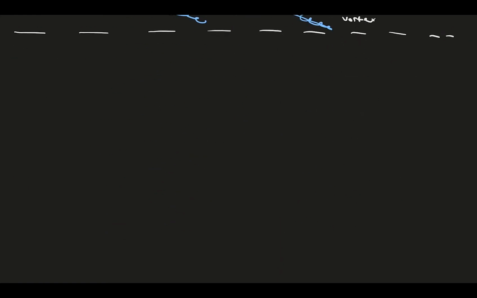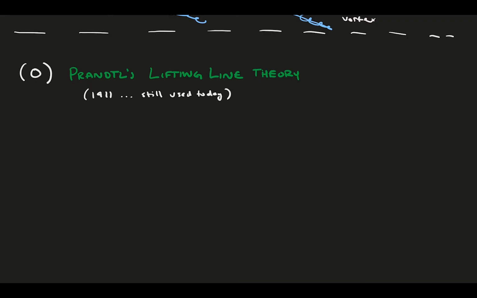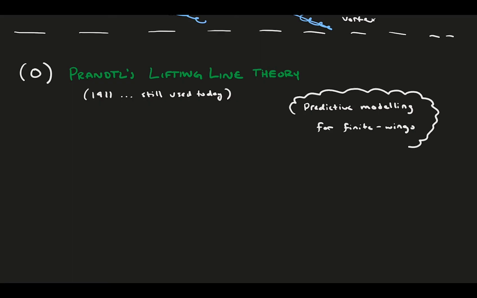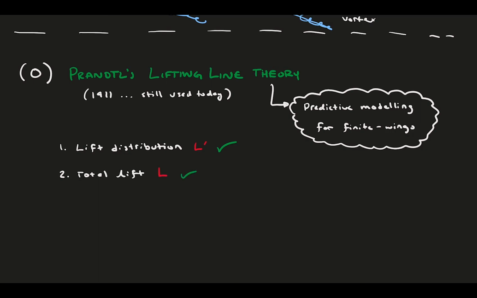Let's jump in. Lifting line theory was another development by Prandtl near the time of World War I. It was first started in 1911 and is still used in modern design analysis today. This lifting line theory was an analytical approach to finite wings and is a predictive model for performance and losses. We get three major things from this theory. First, the lift distribution, or how the lift varies along the span of the wing. We get the total lift, or how much upward total force the wing produces. And we get the induced drag, or how efficient our wing is at moving forward.